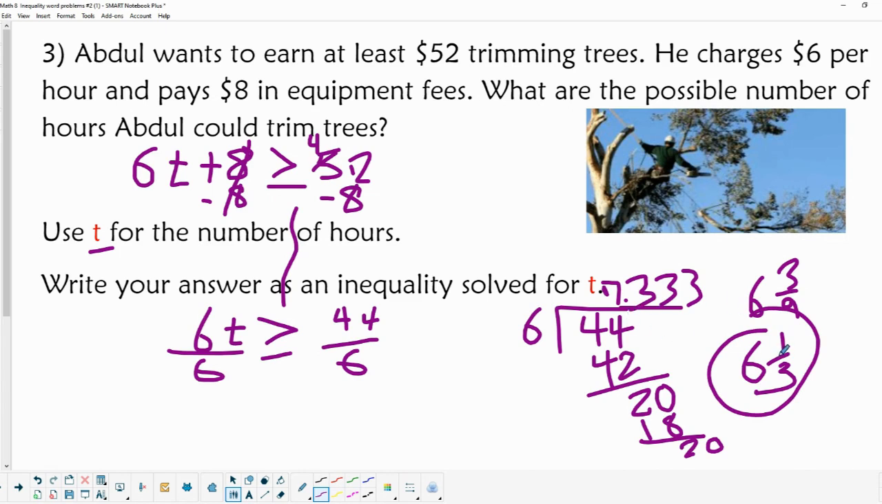he would have to trim trees that much or more if he wants to reach his goal of having that money, so of at least $52. So good luck with your problems on that one.